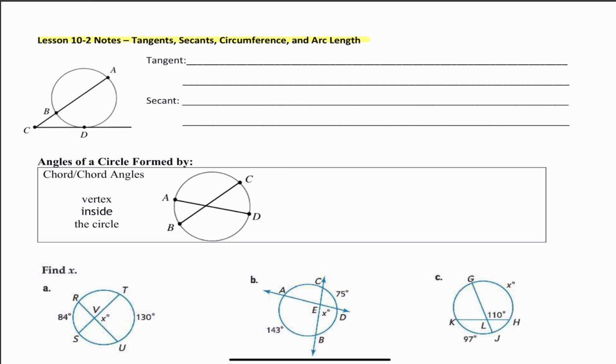So, tangent is basically a segment or line that intersects a circle in exactly one point. So this right here, I'm looking at my circle right now. Here's an example of a tangent. This segment or line intersects this circle only at one point at D. So we can say that line segment CD is an example of a tangent.